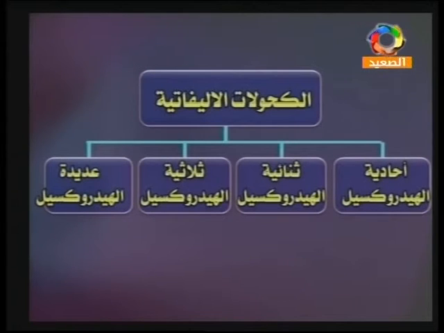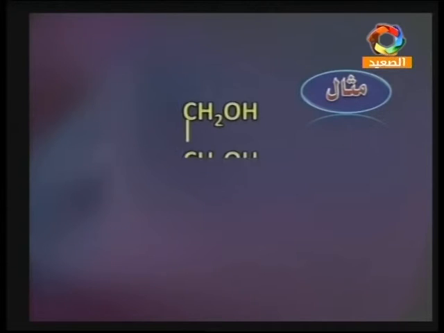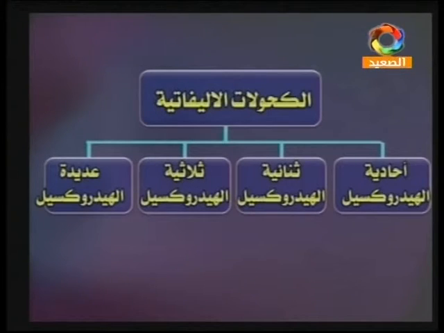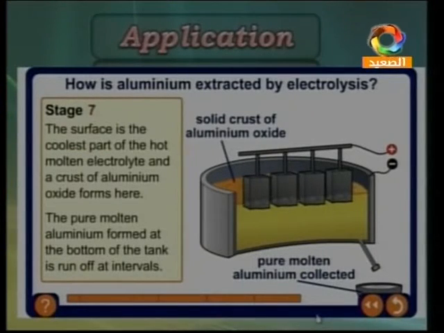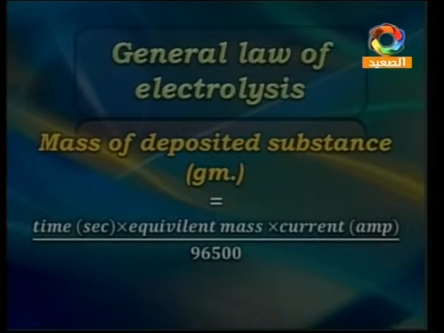Let's go see the first thing about this first stage. Stage 1: the positive electrode is impure copper. It is commercial copper that contains some impurities like metals, like gold, like silver. And the other one, the negative electrode, is pure copper. We have this, 96,500.